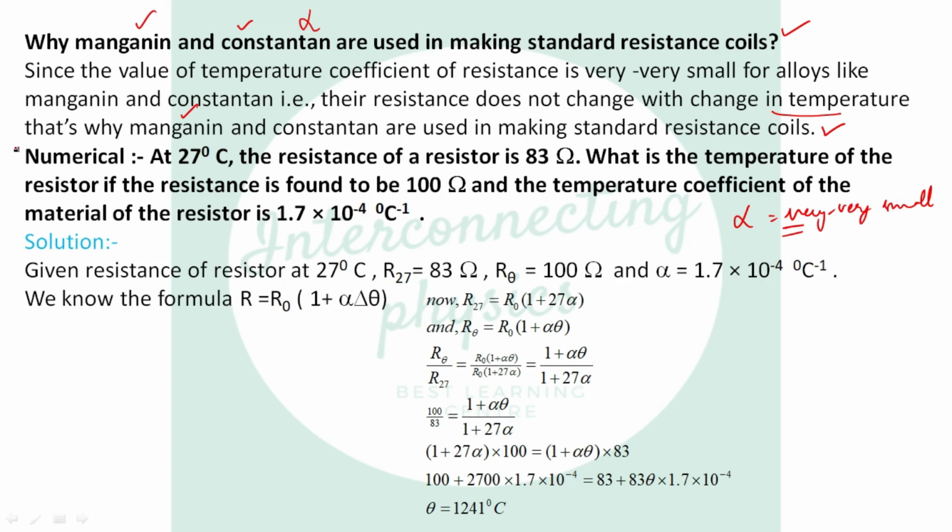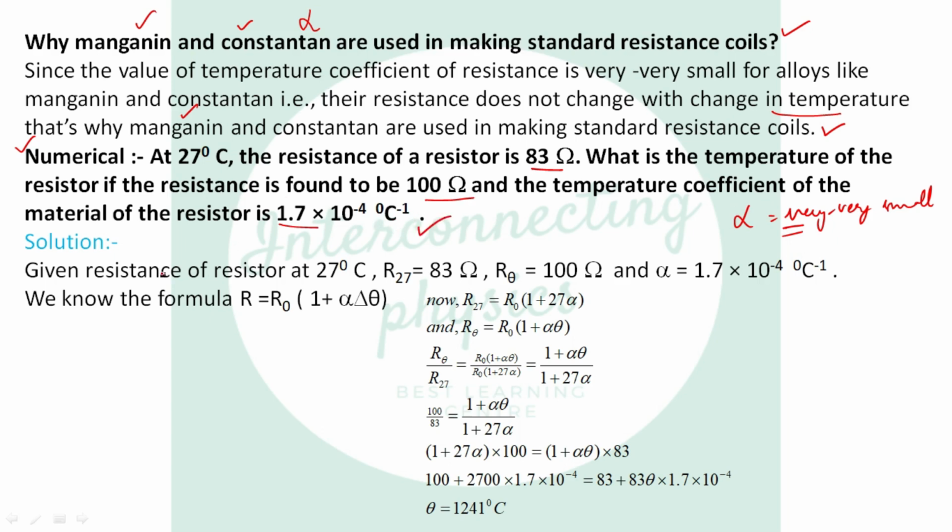Now let us do some numericals so that the concept of temperature coefficient of resistivity or resistance can be cleared to some more extent. Numerical number one: at 27 degrees Celsius, the resistance of a resistor is 83 ohm. What is the temperature of the resistor if the resistance is found to be 100 ohm and the temperature coefficient of the material is 1.7 × 10^-4 per degree Celsius?